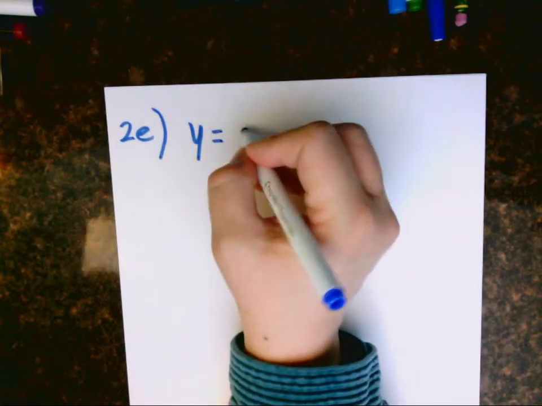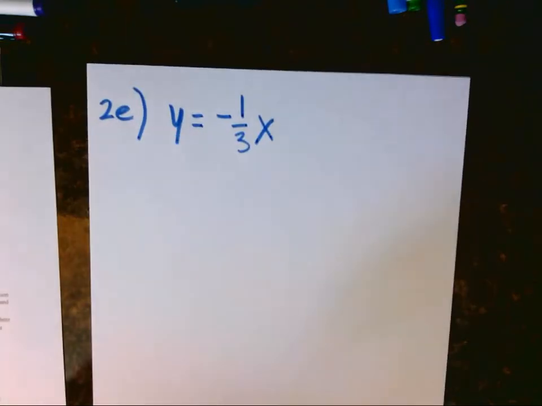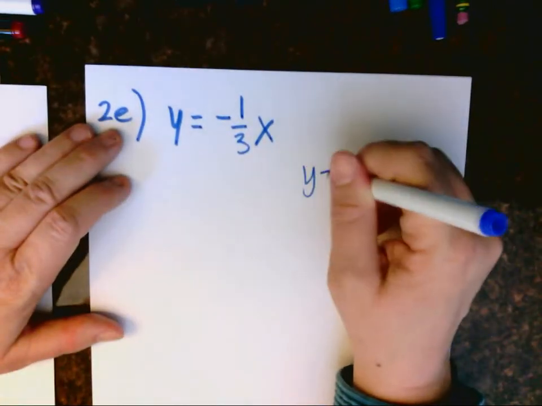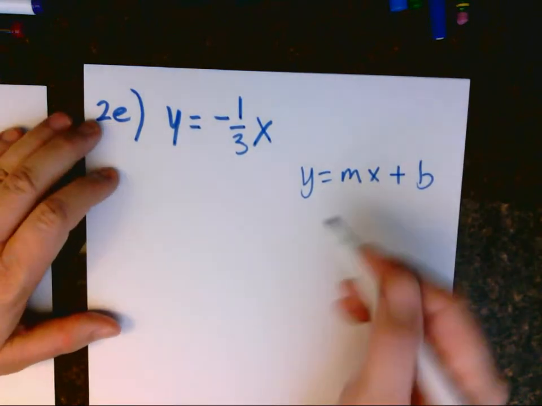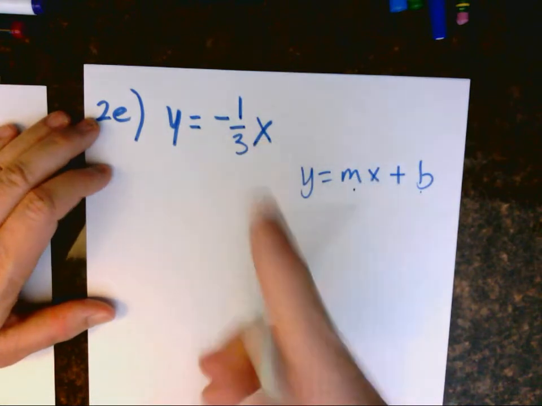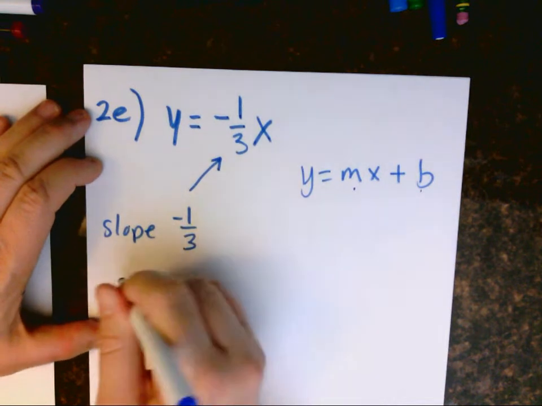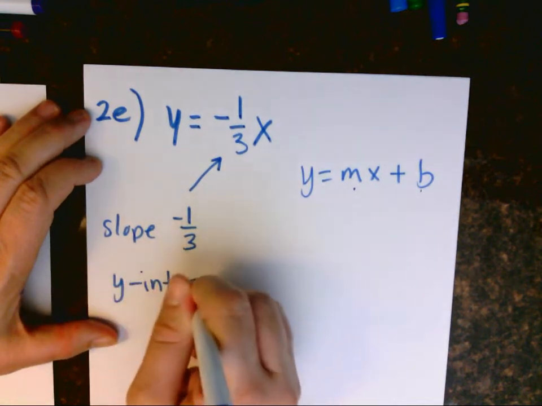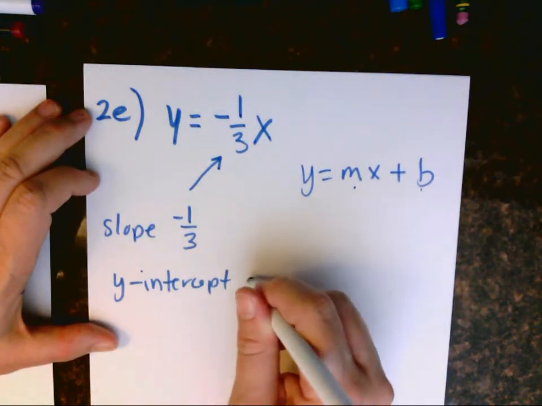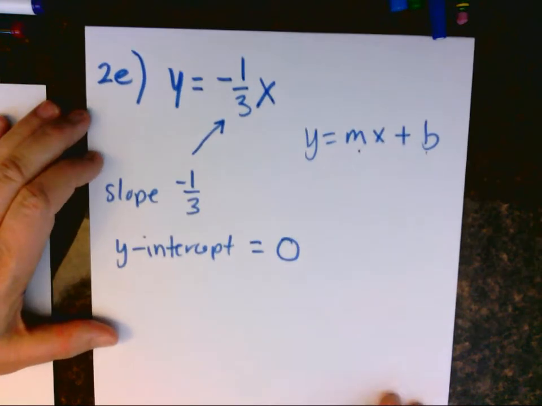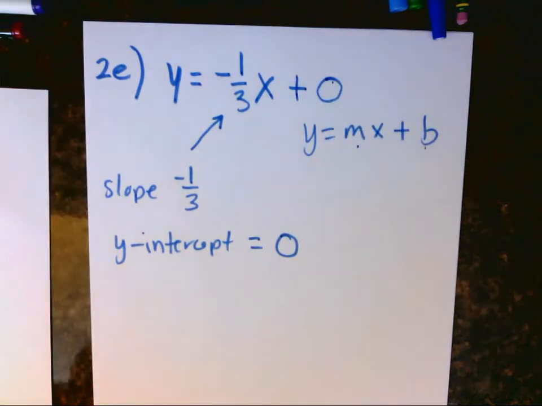Y equals negative 1/3 x. Okay, now if we can get it in the form y equals mx plus b, then we can identify the slope and the intercept. It is in that form, right? This would be the slope, negative 1/3. And what would be the y-intercept? That would be the part that's added at the end. There isn't anything. So the y-intercept is at 0. Okay. We don't say that it has no y-intercept. It's like there's an invisible plus 0 here, right? Its y-intercept is at 0.